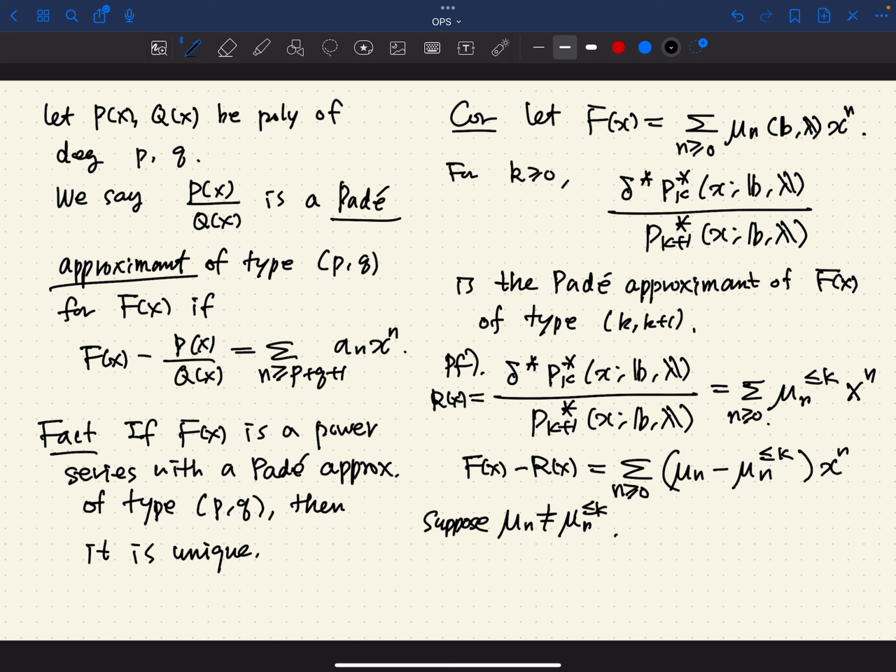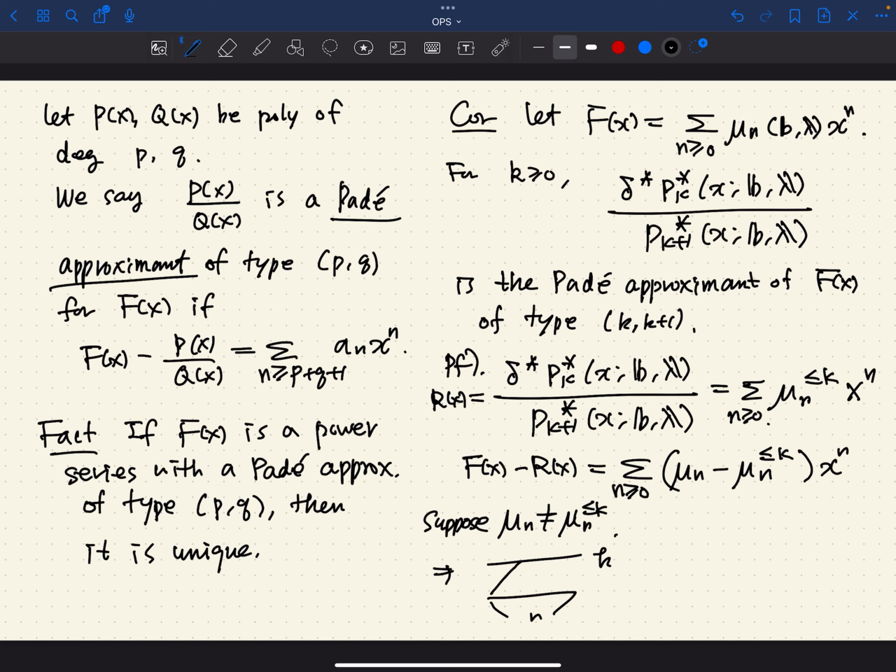That means the generating function for all Motzkin paths of length n, then the generating function for all Motzkin paths with bounded height. So this is always greater than or equal to this. So if this happens, then we have n, and the height is k.